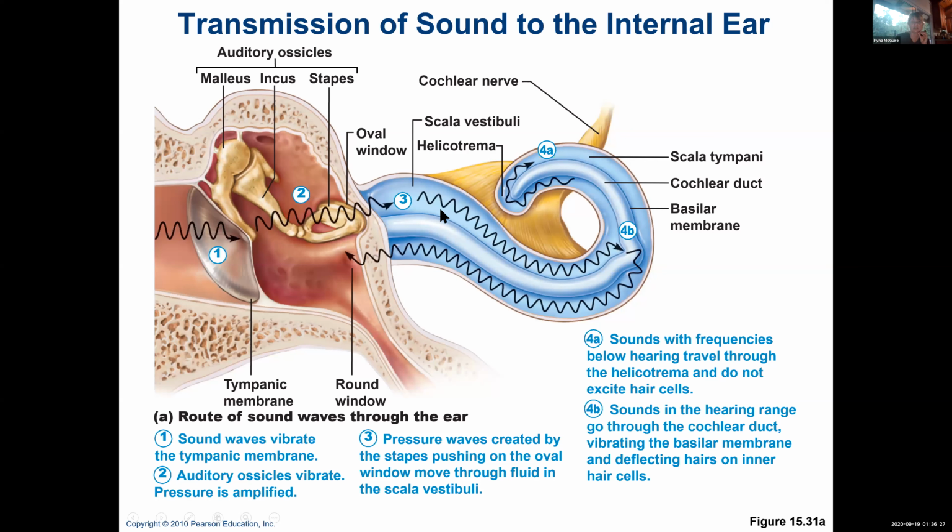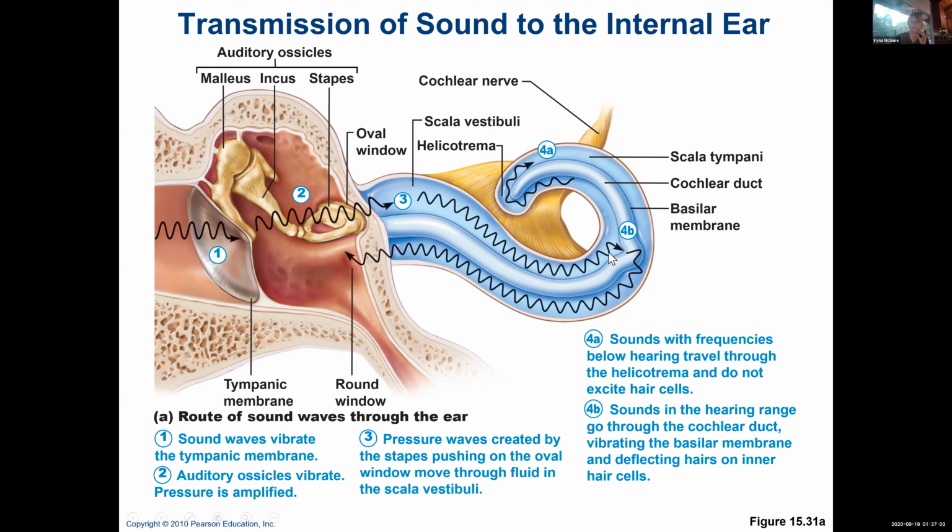Now this number three is called scala vestibuli. So we have, kind of superior, this is called scala vestibuli, right? Inside we have the cochlear duct, and shown here beneath the cochlear duct is scala tympani. So scala vestibuli, cochlear duct, and scala tympani. Now, these pressure waves start moving through this scala vestibuli.